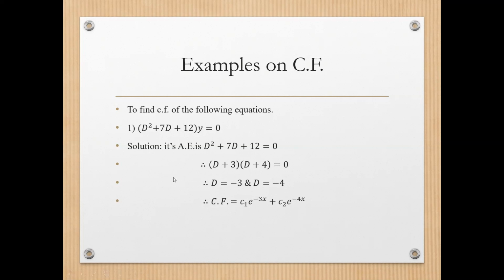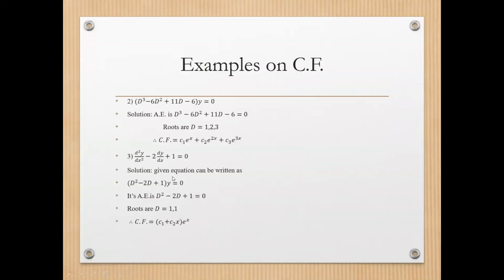Getting me? Next, example number 2. See here, this is the linear differential equation. As you know, capital D is nothing but d by dx. So find its complementary function: D cube minus 6D square plus 11D minus 6 into y is equal to 0.